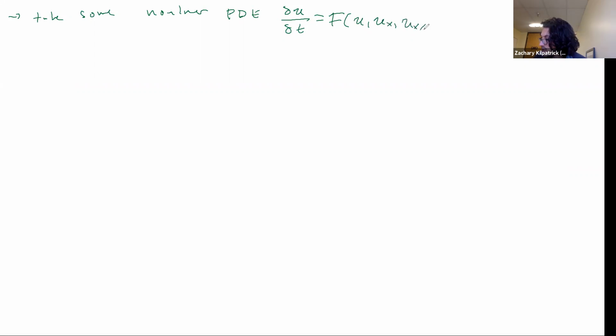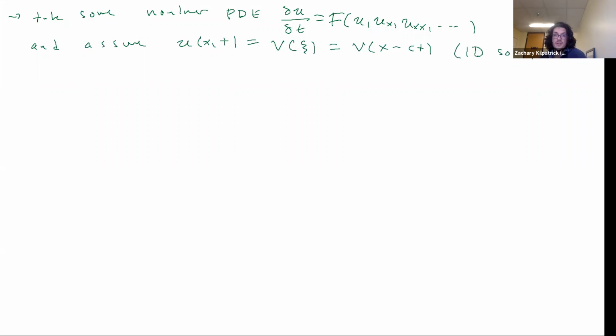Okay. Well, essentially, you take some nonlinear PDE, right? Usually it's going to look like this. du/dt equals some big nonlinear function of u_x, u_xx. You could have up to 4, 6 derivatives in space of some big nonlinear function, okay? And essentially you're going to assume that u(x,t) is of the form v(psi), where psi is x minus ct, okay? So this means that instead of looking for a 2-dimensional solution in space and time, you look for a 1-dimensional solution along this characteristic, okay?